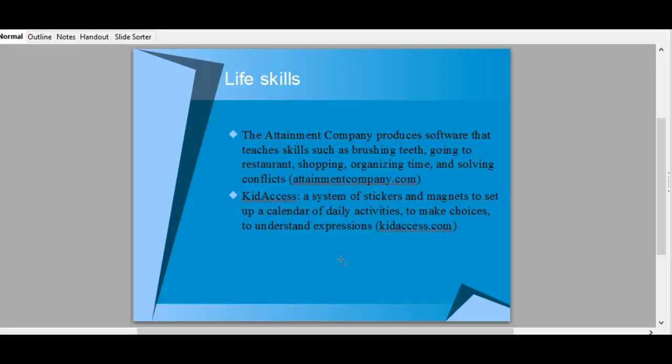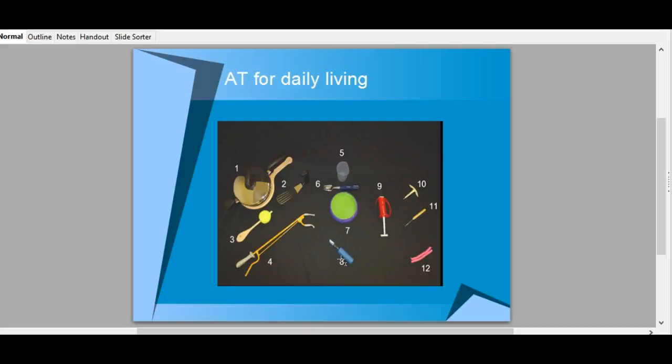When it comes to life skills, here's two companies that produce software that teaches skills of toothbrushing or going to restaurants. So one is the Attainment Company, and the other one is kidaccess.com, and they just have all these either software or real items to use for daily activities, to make choices, to understand expressions, to set calendars, to organize times, and so on. Really neat stuff.